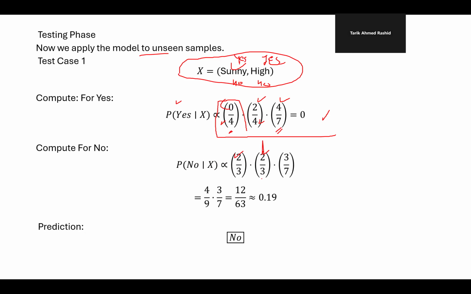2 over 3, because we have 3 no's in total in the data set, multiplied by the total number of no's, 3, over the number of samples that we have, 7. So here we'll find that 2 over 3 multiplied by 2 over 3 multiplied by 3 over 7 will give us 0.97. So the prediction is no. Why? Because no is greater than 0.